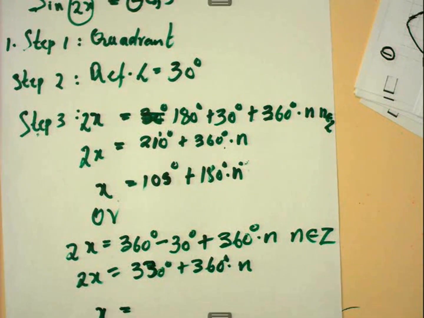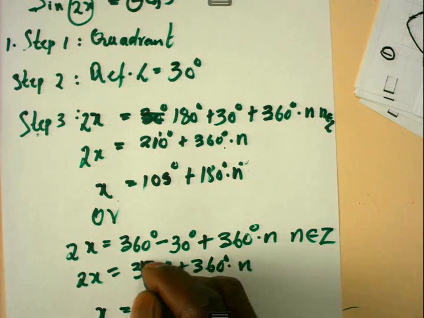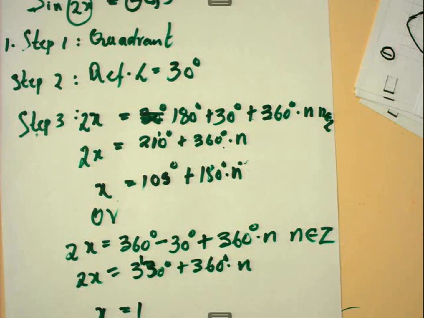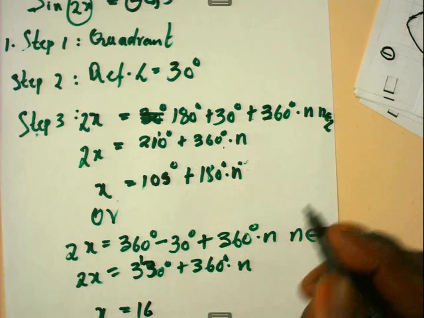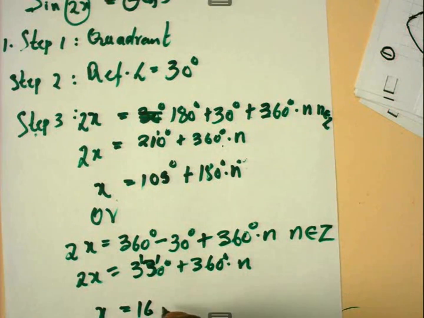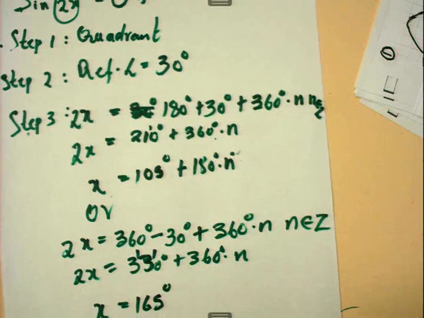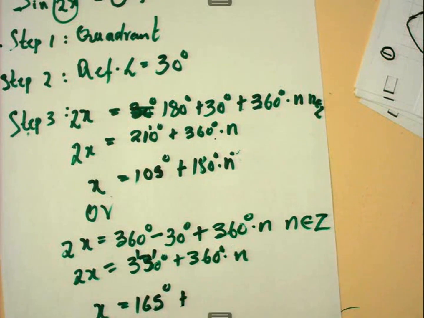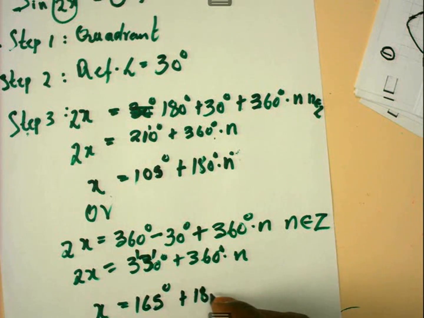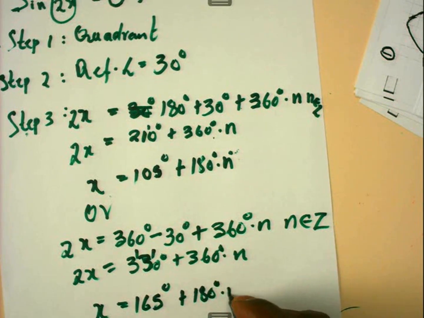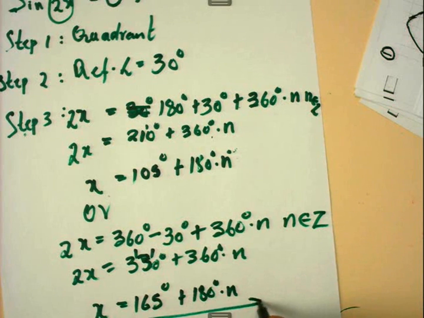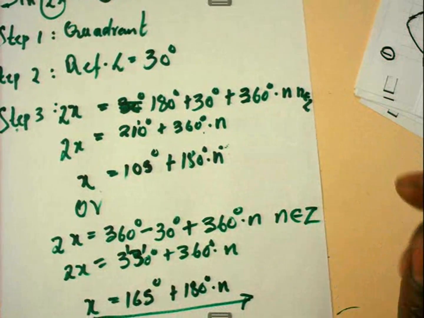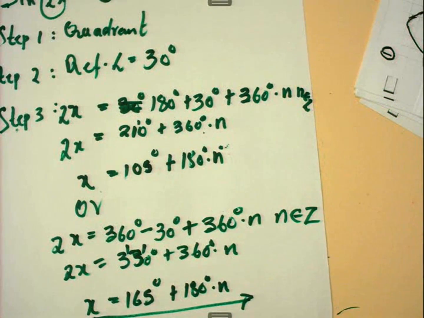To find x, we must divide throughout by 2. 2 into 3 will go once. It will make 2. It will leave 1. Into 13, it will go 6 times. It will make 12. It will leave 1. Into 10, it will go 5 times. So we've got 165 degrees plus 2 into 360 degrees, it goes 180 degrees times n. That will be the general solution for that problem.